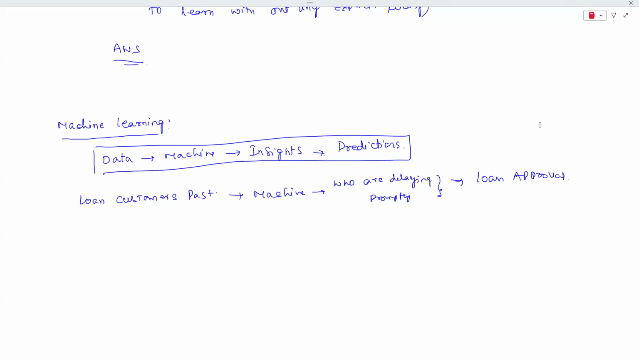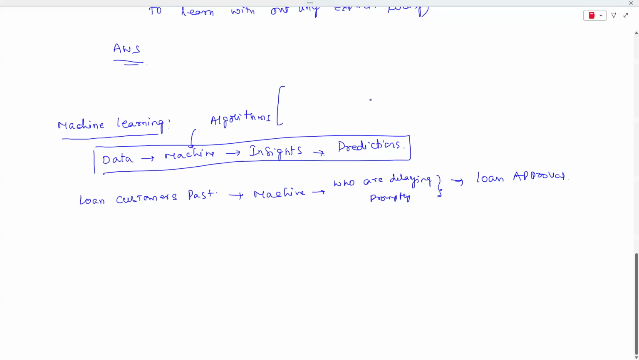Everything is done by the machines itself. The machine itself will study the data. The machine itself will tell to whom the loan should be given and to whom it should not be given. But how are the machines going to study? As I said, there are going to be some kind of algorithms. There are going to be machine learning algorithms, guys. Using machine learning algorithms, the machines will learn.